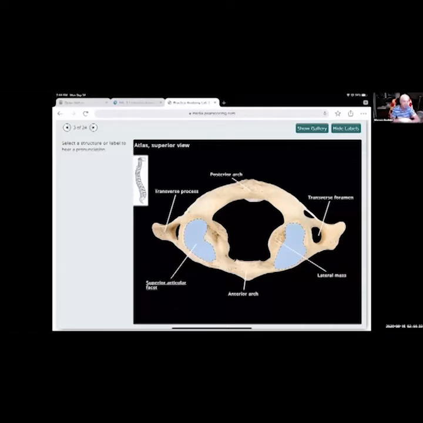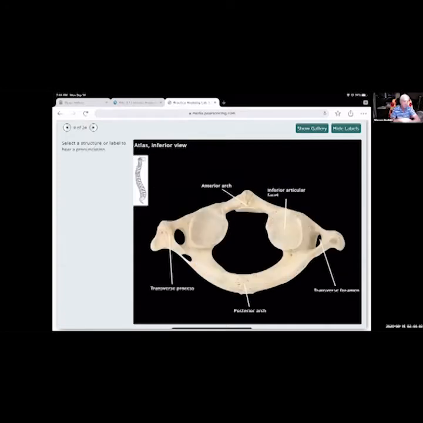Transverse processes to the side. And that's all there is on that one. Okay. This is the upside down view of it. This is the bottom now. You look at the inferior articular facet. That's where the axis, C2, connects with C1. The superior articular facet of C2 connects to the inferior articular facet of C1, the atlas. Okay, that's where they connect.